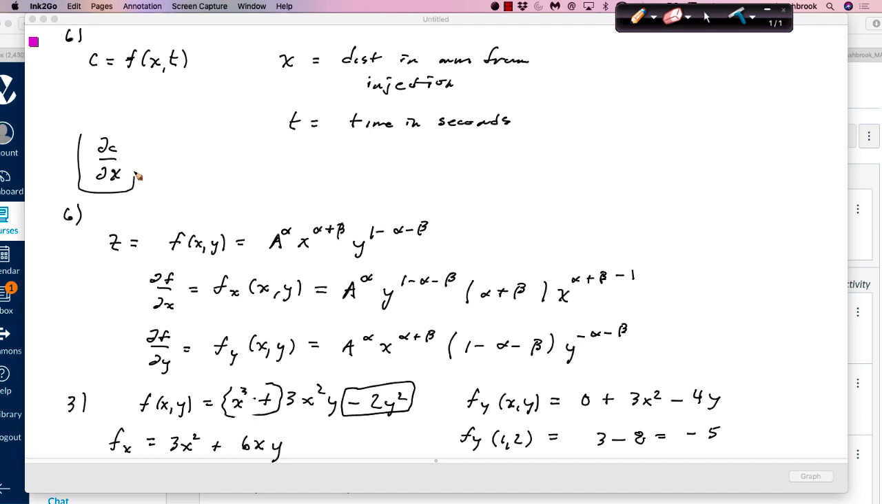We worked hard on this last time. So what is the quantity C? C stands for what? Concentration of the drug, right? And then X is distance in millimeters from the injection point. Okay.